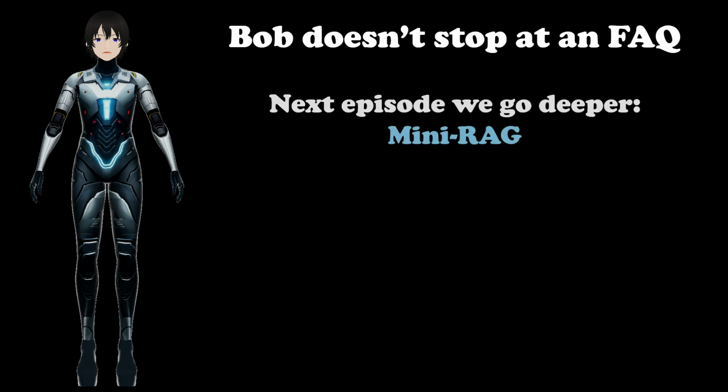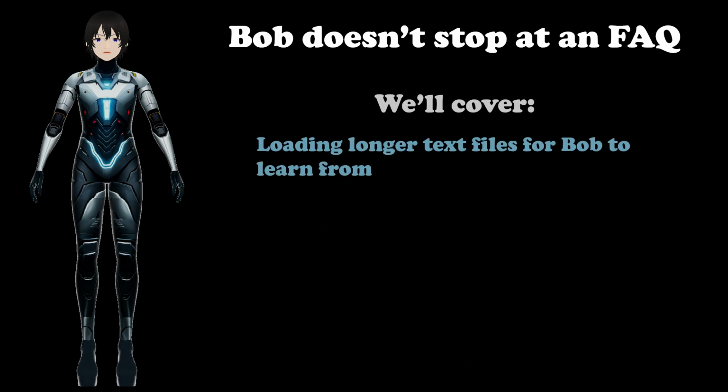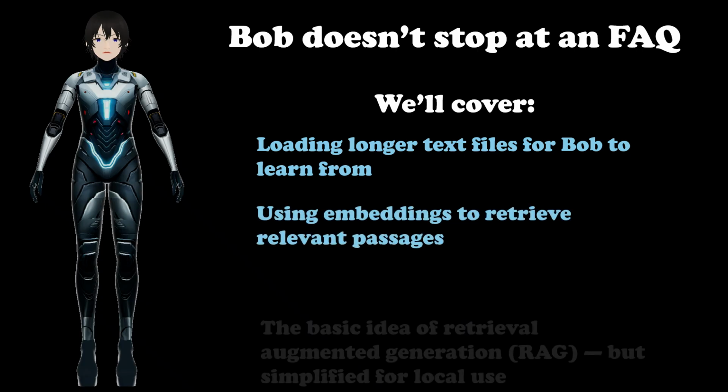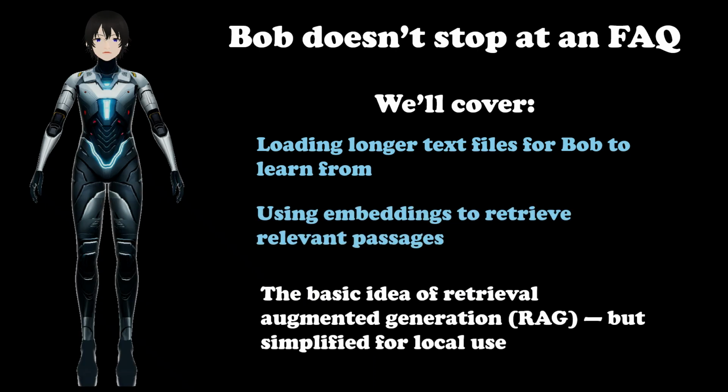Next episode, we go deeper by adding a mini RAG system for Bob. We'll cover loading longer text files for Bob to learn from, using embeddings to retrieve relevant passages. The basic idea of retrieval augmented generation, or RAG, but simplified for local use.